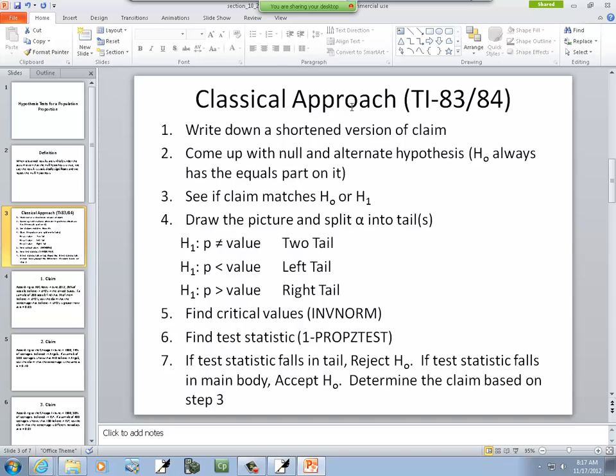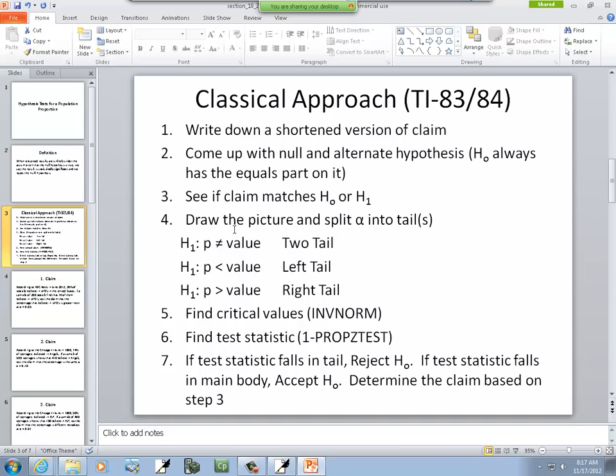Now our steps for the classical approach using TI-83/84: we write down a shortened version of the claim. We come up with a null and alternate hypothesis. H naught always has the equal part on it. H naught is our null, and H1 is our alternate hypothesis. Step 3, see if the claim matches H naught or H1.